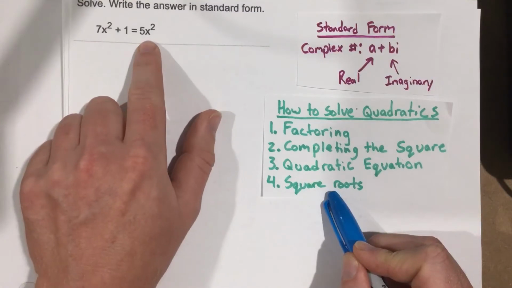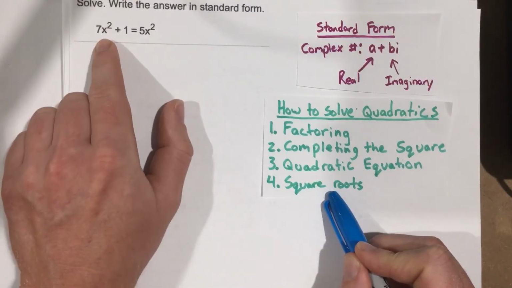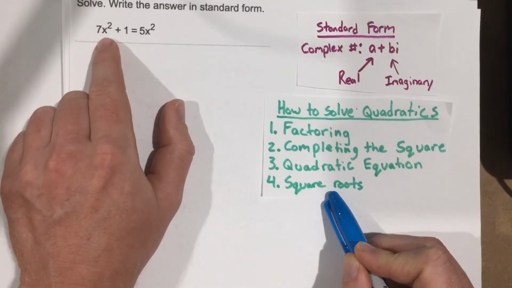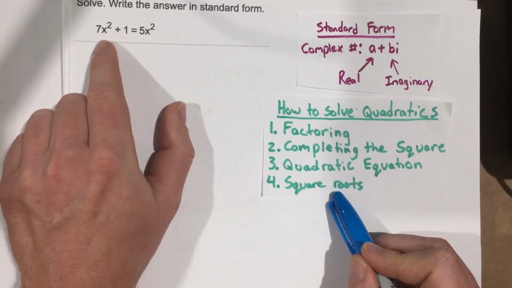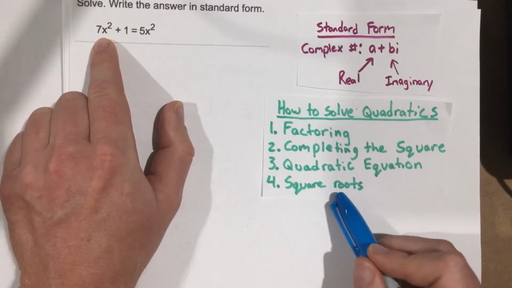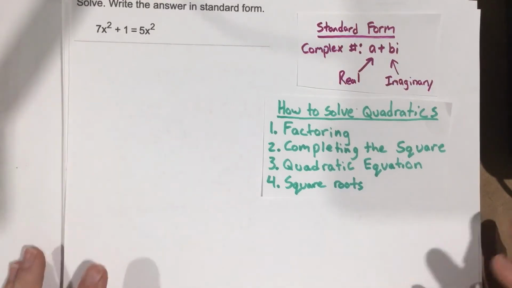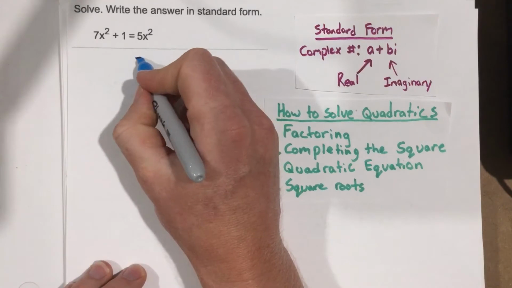I see a term of x squared. Do I see any other terms in here with x? I do, but I also see that it's x squared. So actually, the square root method is going to work because I can subtract the 5x squared over, and combine it with this one, and now I can just use the square root method. So that's how we're going to start this problem, is we're going to subtract out the 5x squared.